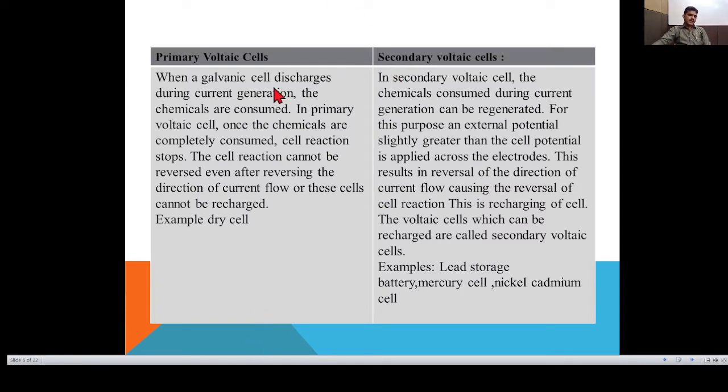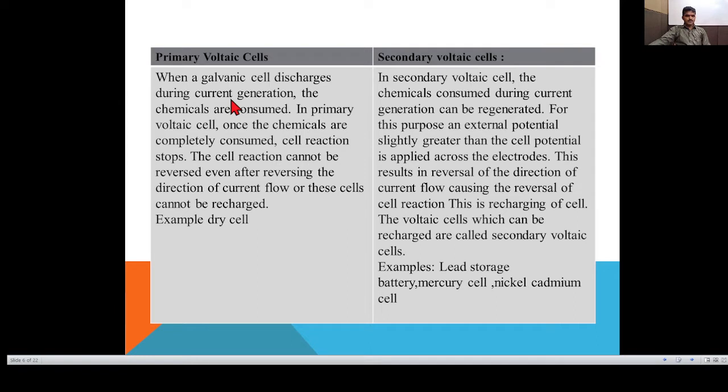Now, the voltaic or galvanic cell. There are two types of voltaic or galvanic cells: the primary voltaic cell and the secondary voltaic cell. Then what is a primary voltaic cell? A voltaic cell that cannot be recharged. For example, the dry cell, such cells are used in calculators, torches, and batteries.